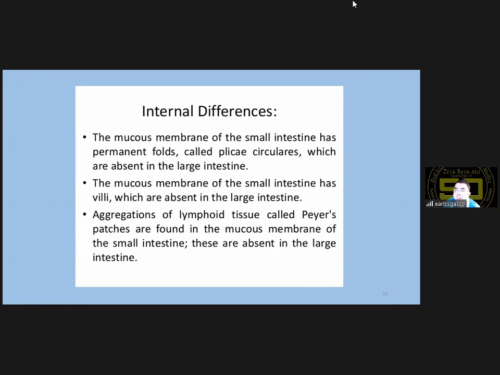Internally, the mucous membrane of the small intestine has permanent folds known as the plicae circularis, which are absent in the large intestine. The mucous membrane of the small intestine has villi, which are again absent in the large intestine. We also have the lymphoid tissues, or the Peyer's patches, abundantly found in the ileum, which are also absent in the large intestine.